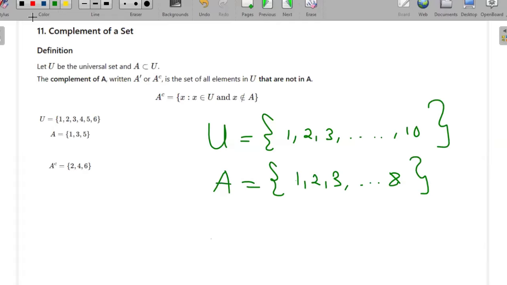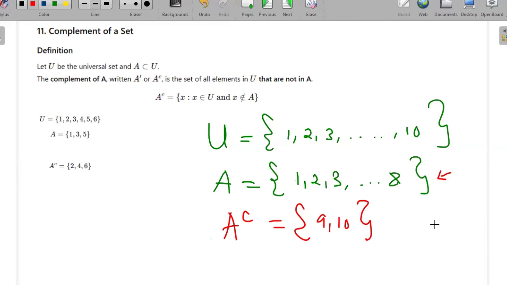So I have A complement here. Whatever numbers I'm not going to see in the set A are the ones I'm going to put in the A complement. Since A contains the numbers from 1 to 8, and the universal set contains numbers from 1 to 10, it means 9 and 10 are in the A complement because I can't see them in the set A.